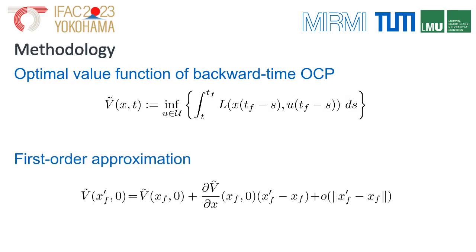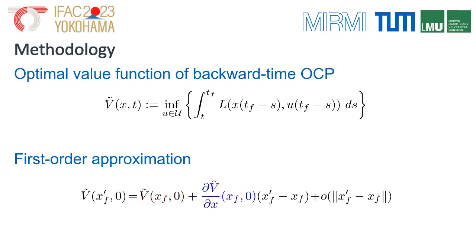By the assumption that the value function is differentiable, one has the following first-order approximation for the optimal value function associated to the backward time optimal control problem. The left-hand side of this equation is equal to the cost associated with the optimal trajectory that reaches the endpoint x'(f). The term v tilde evaluated at the state xf and time 0 is the cost of the optimal solution used to build the DMP at terminal state xf. It can be obtained by computing the cost of the optimal solution returned by the numerical solver.